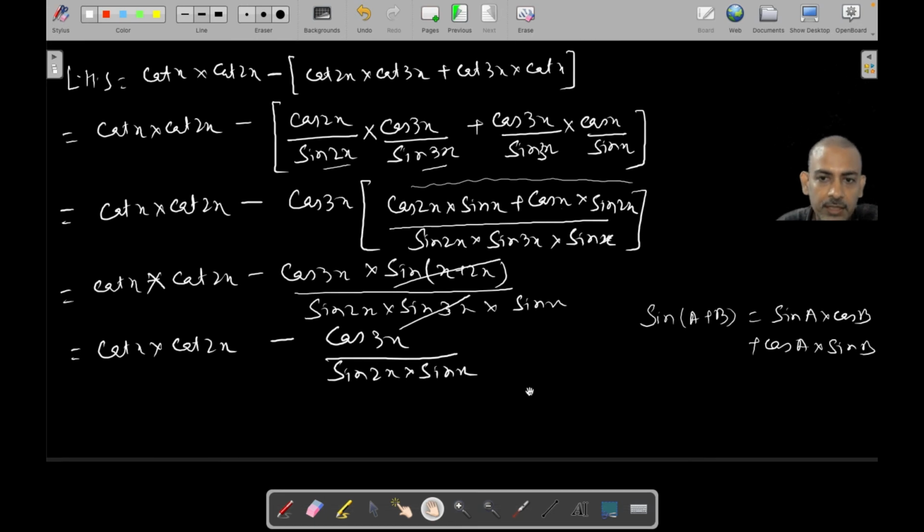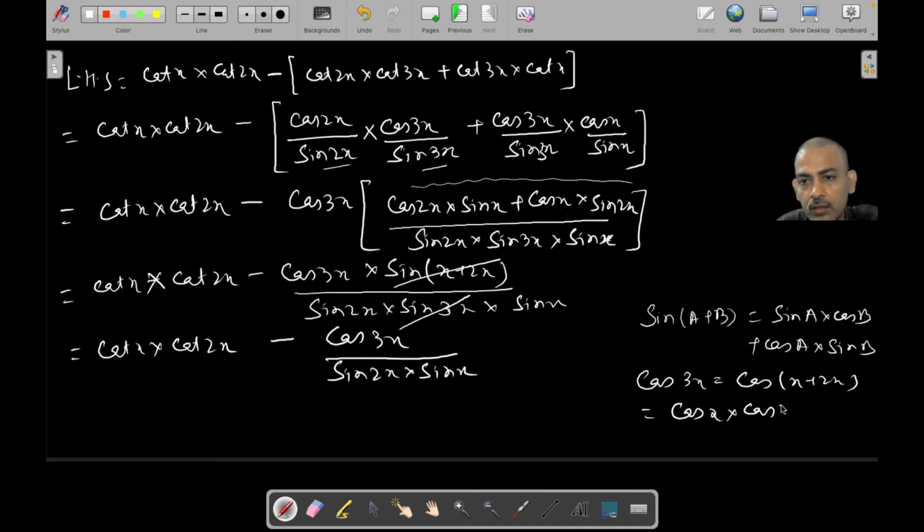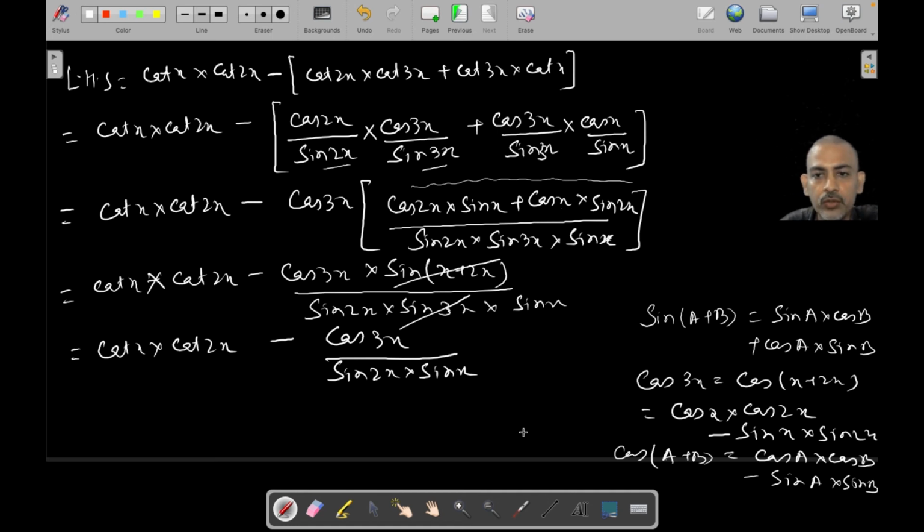Now look at cos 3x. We just did a reverse here. Can we do something like this? Can we write cos of 3x as cos of x plus 2x? And can I write this as cos A into cos B minus sin A into sin B? Cos A plus B, yeah, if you don't remember, just write it. This is gonna be cos A into cos B minus sin A into sin B. So we are gonna use this expression over here.